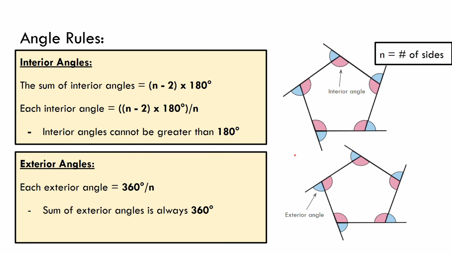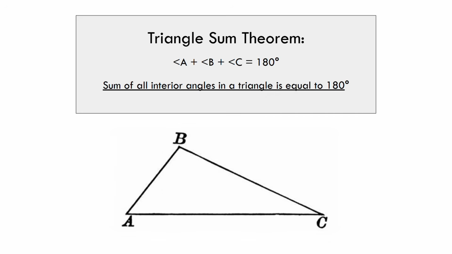And exterior angles, which are the blue angles right here, each exterior angle is equal to 360 degrees divided by the number of sides. And the sum of exterior angles is always going to be 360 degrees. So the triangle sum theorem basically states that the sum of all interior angles in a triangle is equal to 180 degrees. So angle A plus angle B plus angle C is going to be equal to 180 degrees.